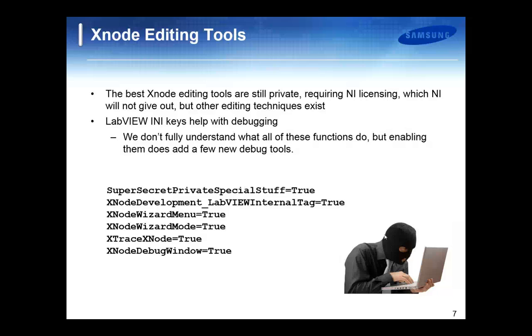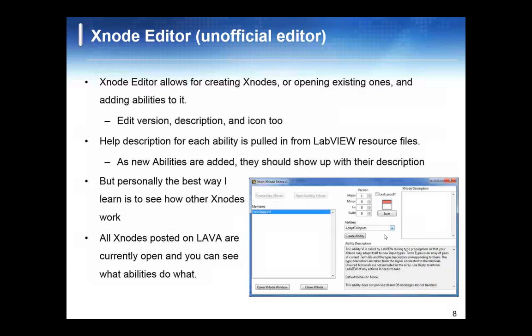But to help with this, there is a handful of LabVIEW INI keys that you can turn on. The first one there, the super secret scripting special stuff, is for enabling private methods. So that one's not required, but you might find some of the utilities useful in making XNodes. And the rest of the stuff, we're not 100% sure, but some of it definitely adds right-click menus on XNodes when they're on the block diagram.